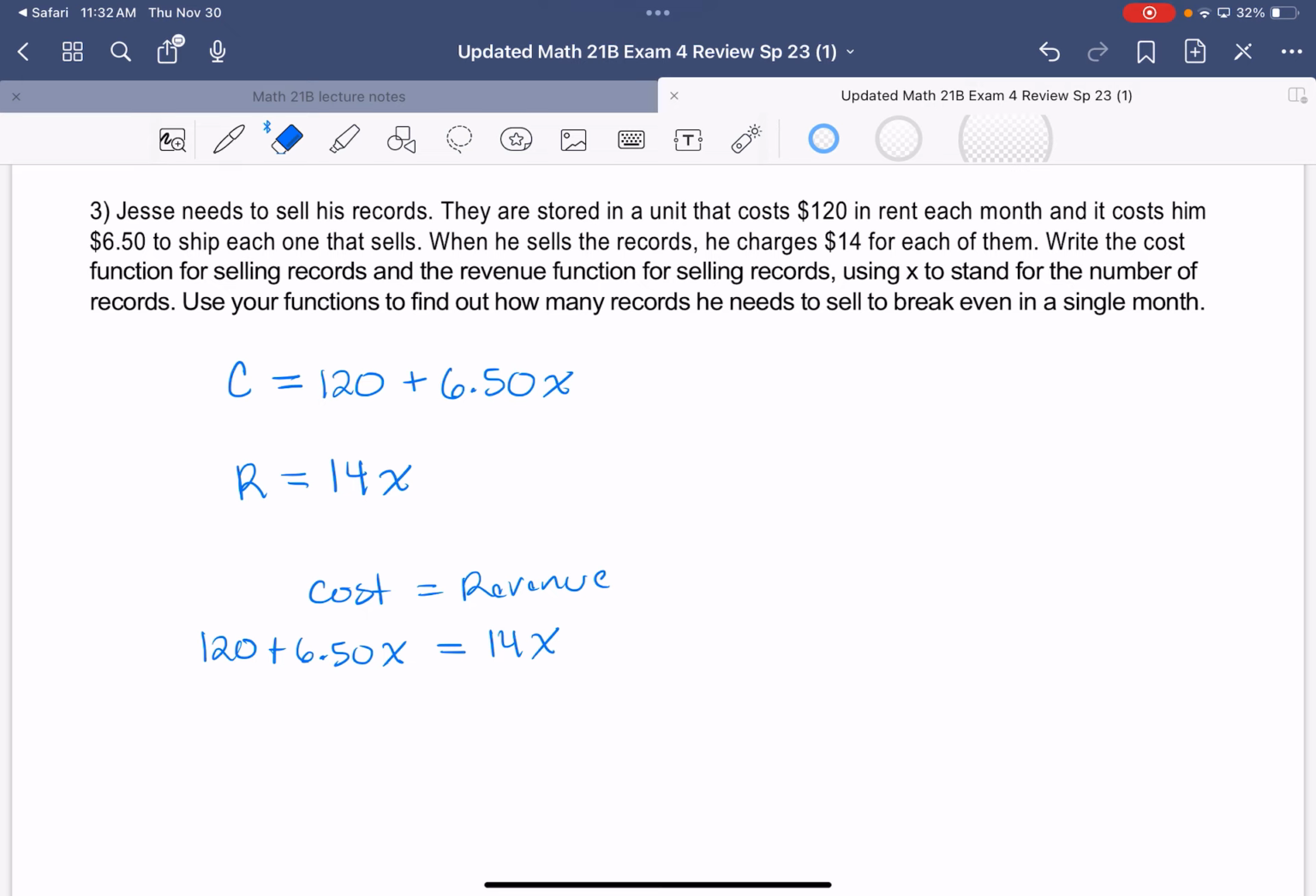Okay, so we have to solve for x because we need to determine how many records need to be sold to break even. Solving for x, I'm going to subtract the 650x from both sides so that the x's cancel. I'm left with 120 equals 1400 minus 650, that's 750x.